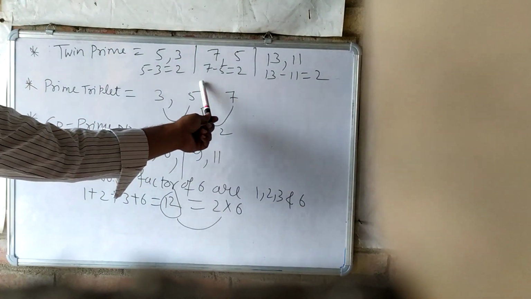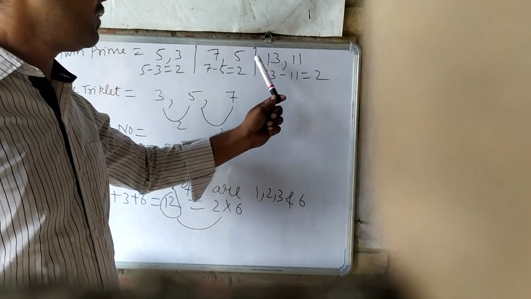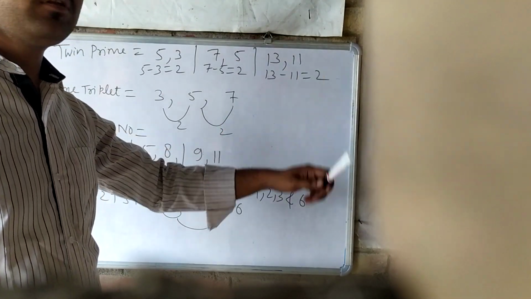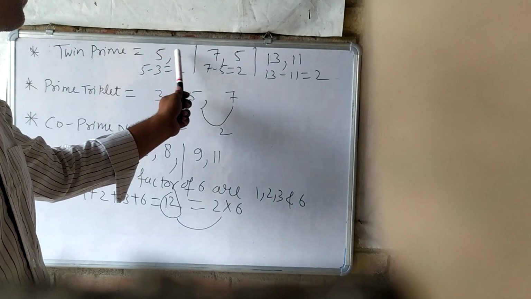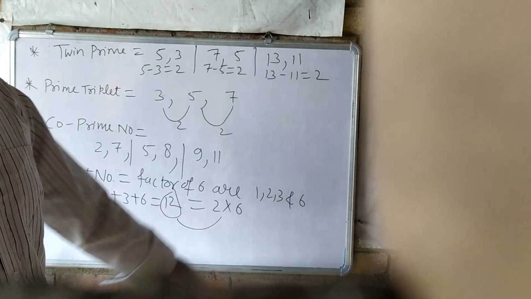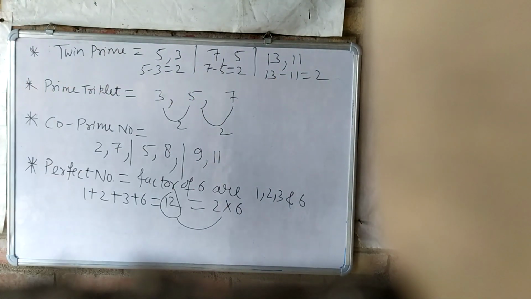7 and 5. 7 minus 5 will give 2. Understand? 13 and 11. 13 minus 11, 2. And all are prime number. 5, 3, 7, 5, 13, 11. Understand? And their difference is 2. So this type of number we can say is a twin prime number.